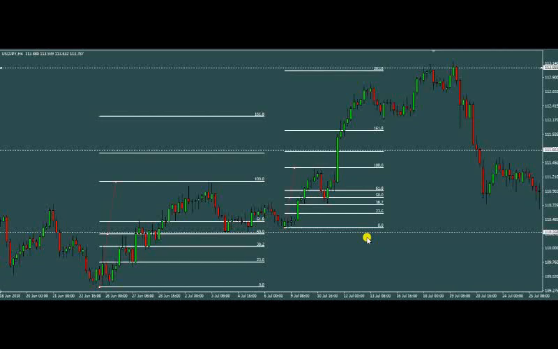So this is a great tool that you can start using right now, and I hope that this will really benefit your trading.